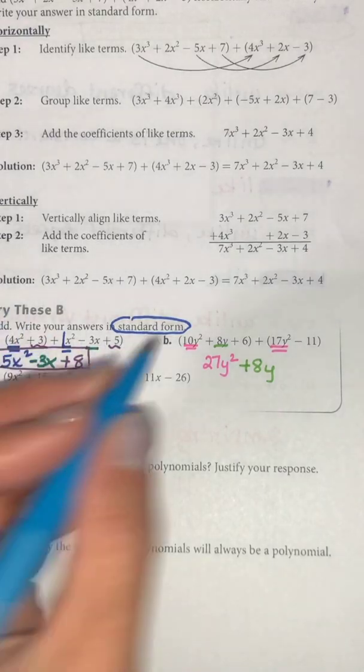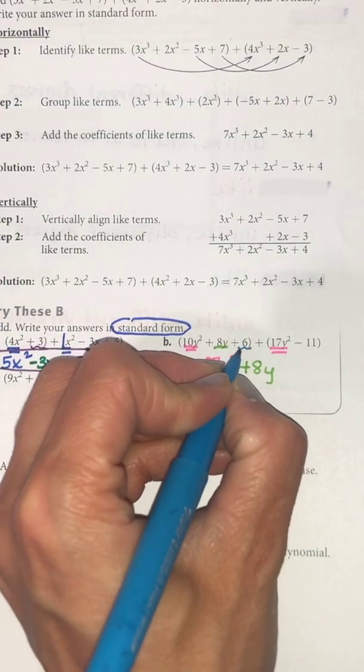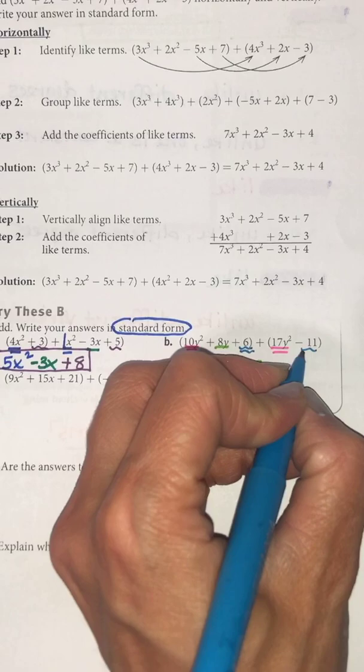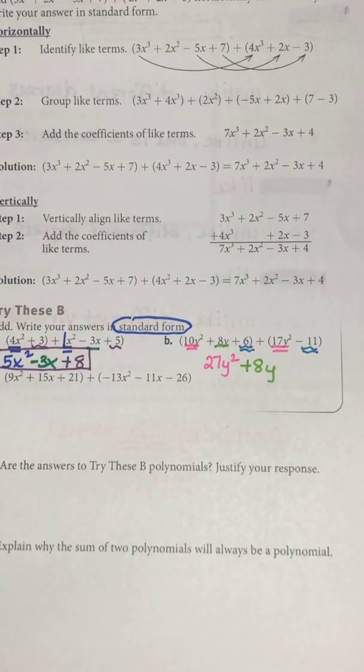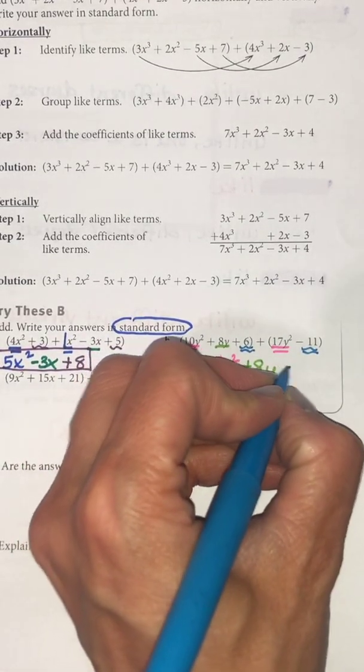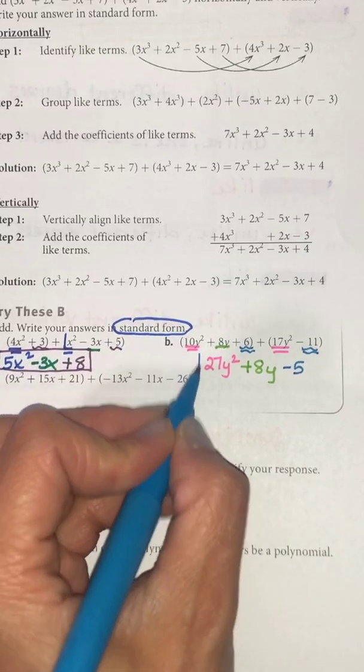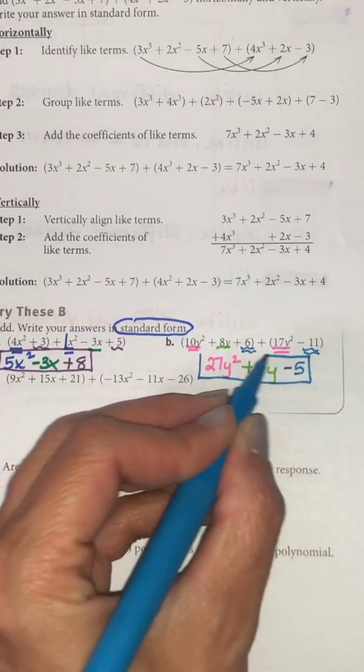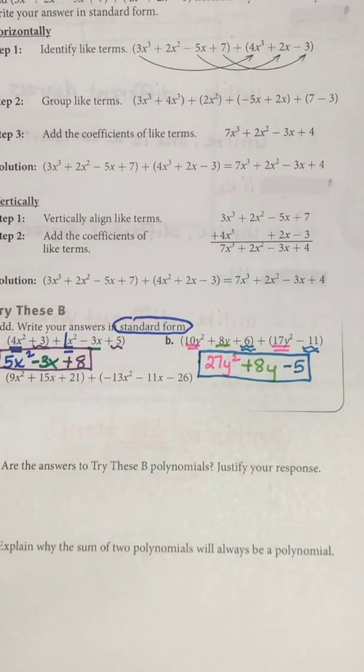And then the constants, I have a positive 6 and I have a negative 11. 6 plus a negative 11 is a negative 5. 6 plus negative 11 is the same thing as saying 6 minus 11. A negative sign always overpowers a plus sign.